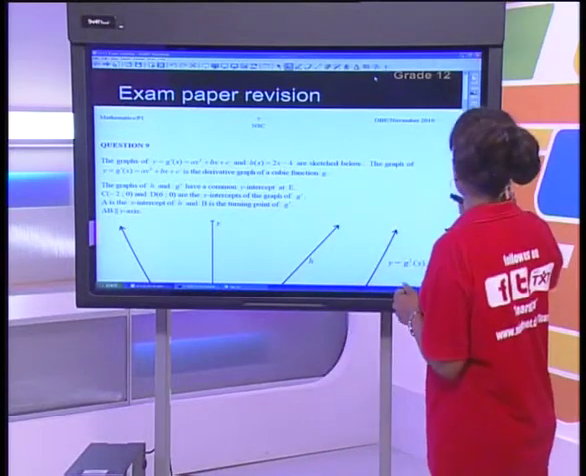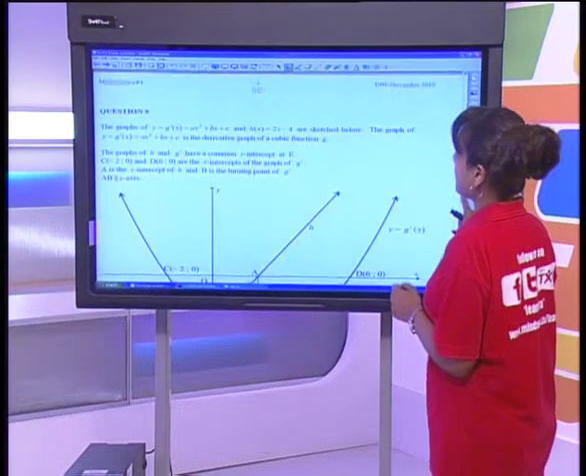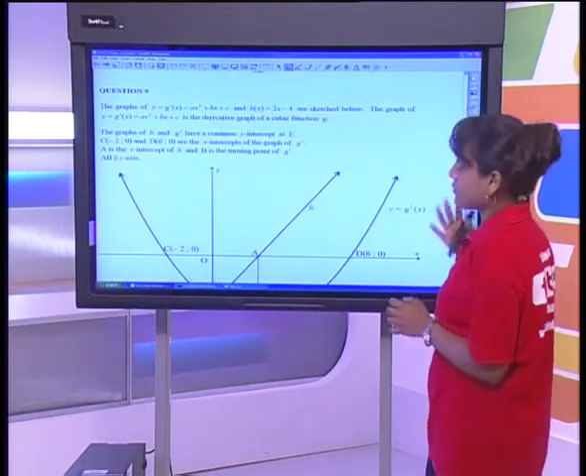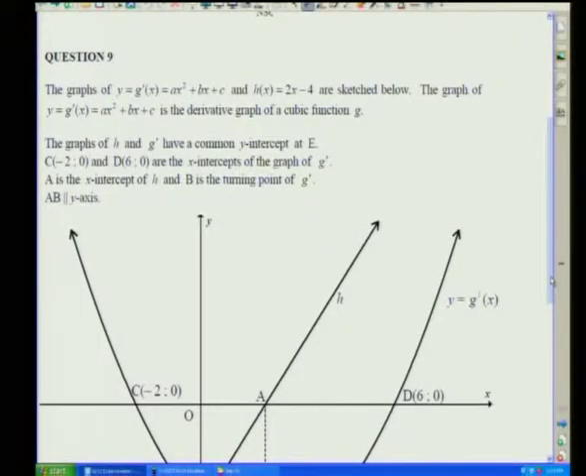So this question comes from the November 2010 paper, and hopefully you guys can read that. I will read it out to you, and I will try and get the graph and all of that in focus as we go on. Okay, so it says that the graph of y equals g dash x, g dash x being the derivative graph, guys. So they tell you the derivative graph is ax squared plus bx plus c.